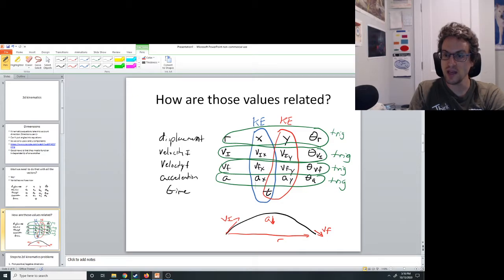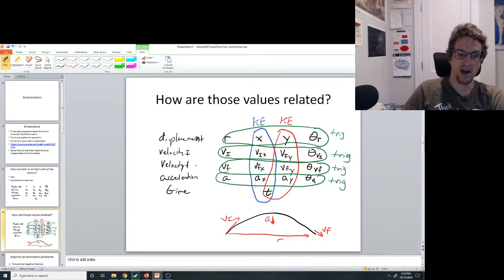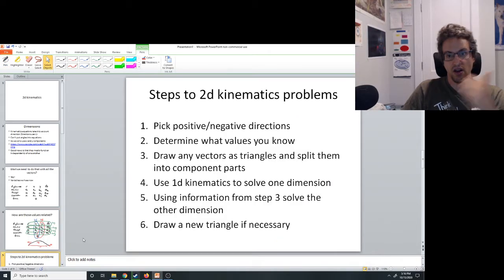So what that often means is we start with some of these values, and we get them into these x and y values, and then we can do kinematics. Okay? And that leads us to the steps of a 2D kinematics problem. Pick positive and negative directions. I sometimes forget this with 1D kinematics, but you've got to do it with 2D kinematics. Like up and down, usually up is positive, down is negative. But what about right and left? East and west, right? Who decides, is east always positive? Yeah, usually, but it doesn't have to be.